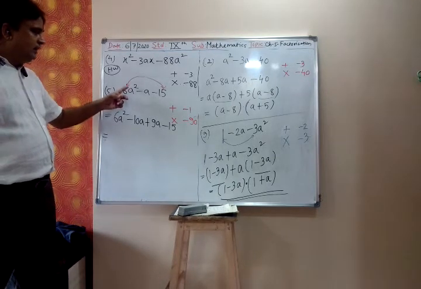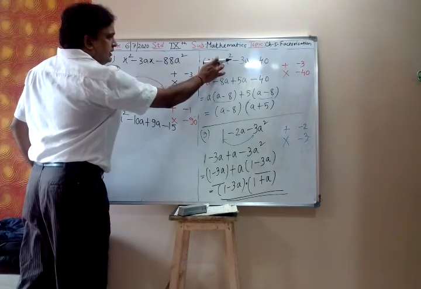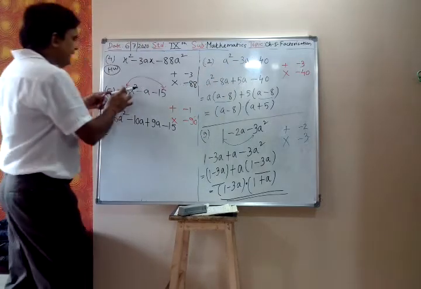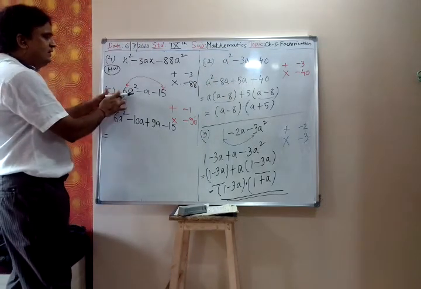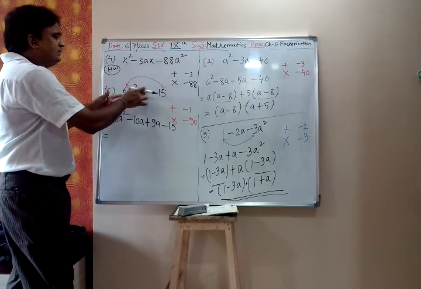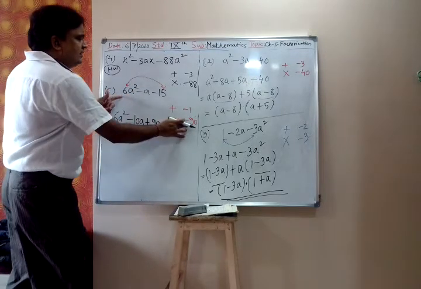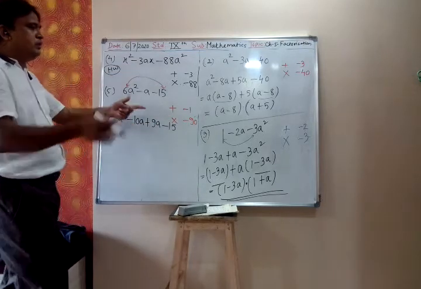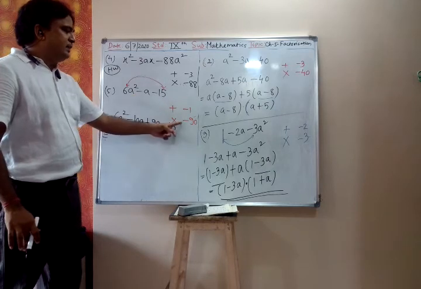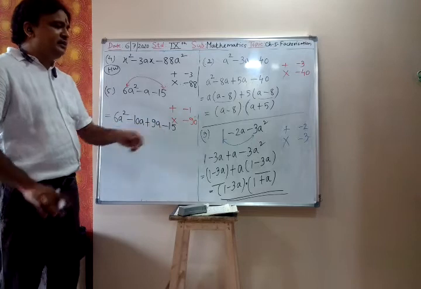See, if coefficient of a square is 1, I take directly the last term, minus 40. But here coefficient of a square is 6. So I will not take directly minus 15. I will take the multiplication of minus 15 and 6, which is minus 90. And now I will take two numbers whose addition is minus 1 and multiplication is minus 90.